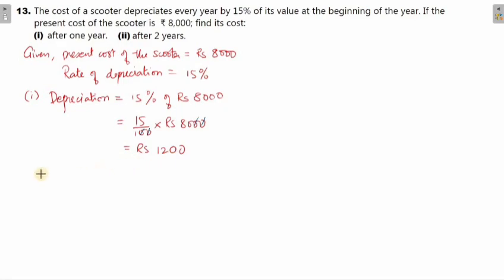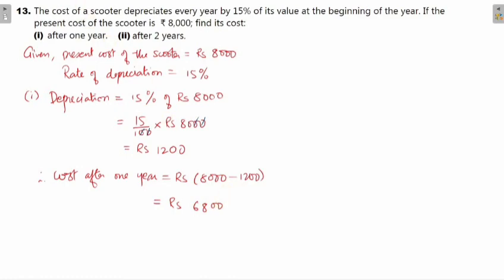So therefore the cost after 1 year, what will it be? Earlier it was rupees 8,000. So from 8,000 you have to subtract 1200, isn't it? So when you subtract, how much do you get? 0 minus 0 is 0, 0, right? So we have a 0, 10 minus 2 is 8, so 7 minus 1 is 6. So this becomes the cost after 1 year.